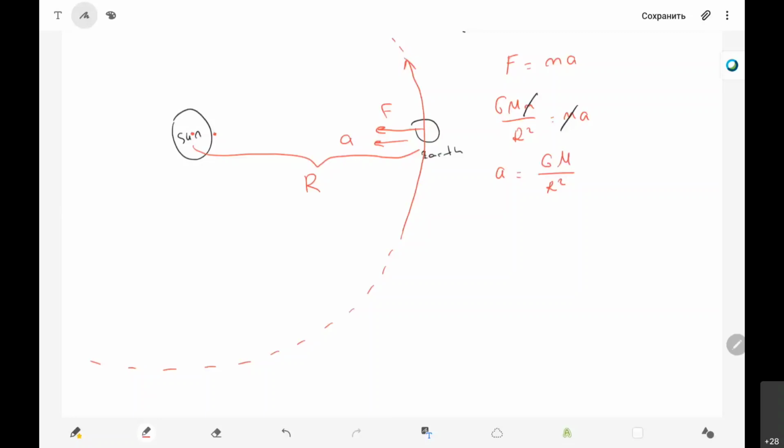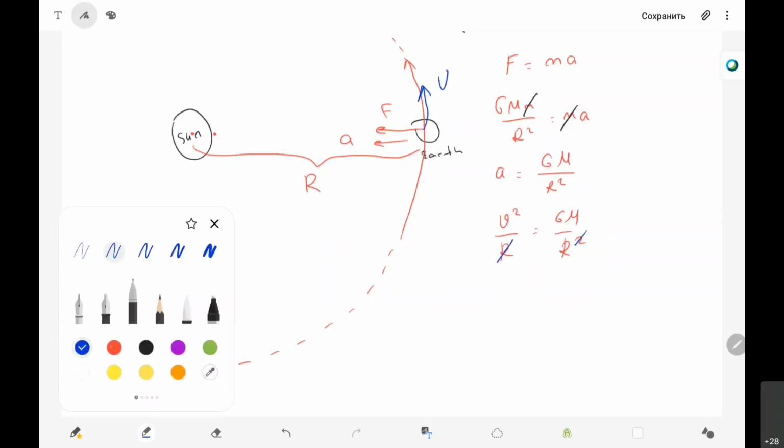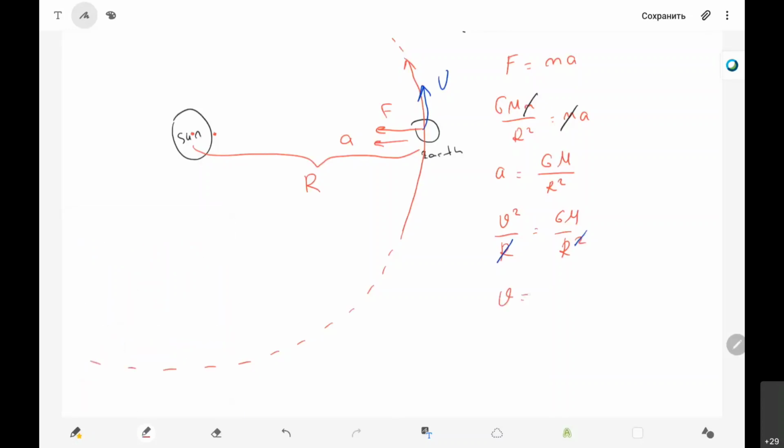So we know that centripetal acceleration equals velocity squared divided by radius. So this is the velocity, the direction of velocity. Yes, velocity of the Earth. So as you see, the velocity of the Earth around the Sun actually equals what? The square root of the constant times the mass of the Sun divided by radius.